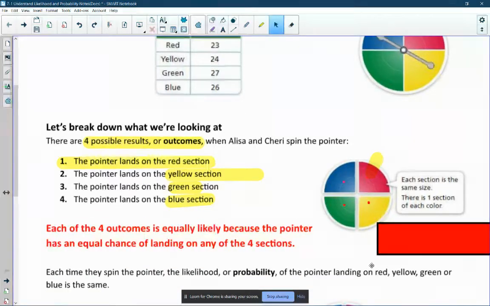So what we can say based on that is the following: each of the 4 outcomes is equally likely. Why would they be equally likely? Because all these little sections are the same size. It's cut into fourths, right? So they have an equal chance of occurring. That's key: equal chance of landing on any of the 4 sections. So that's the first thing we can diagnose.